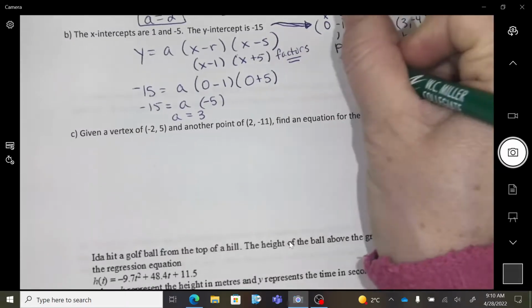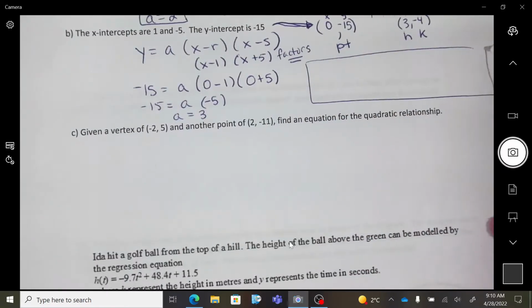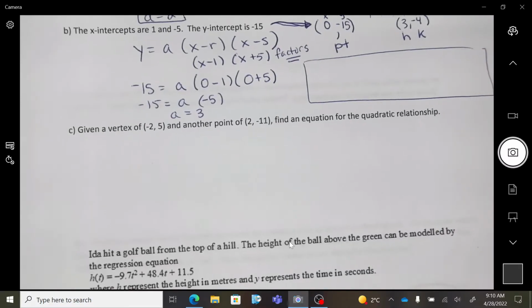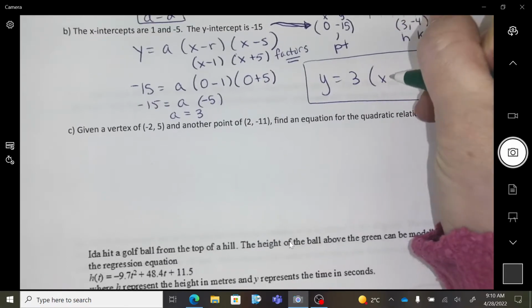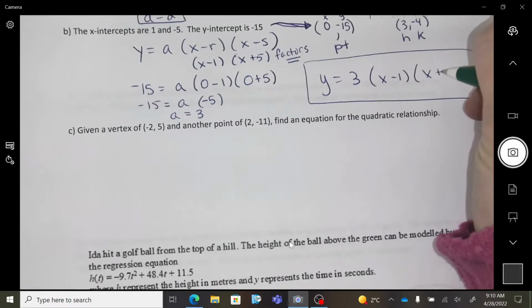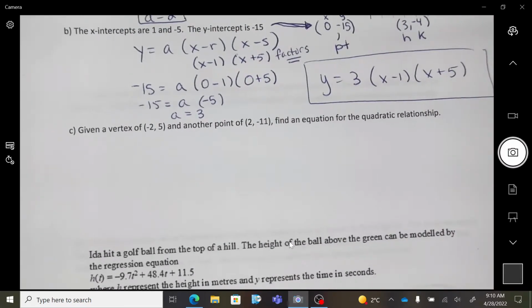Okay, so I have to write a final equation though. Y equals 3 times (x minus 1)(x plus 5). So the equation with the x and y's open still. Always that's the goal at the end. Everything except x and y's stay open.